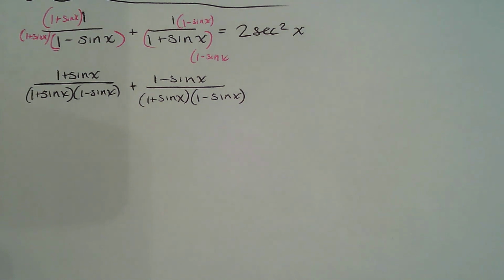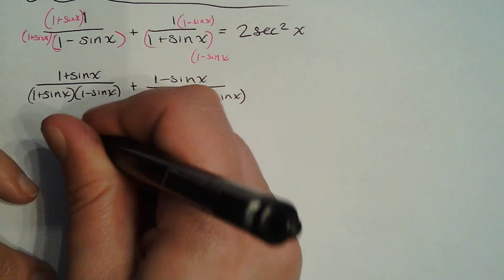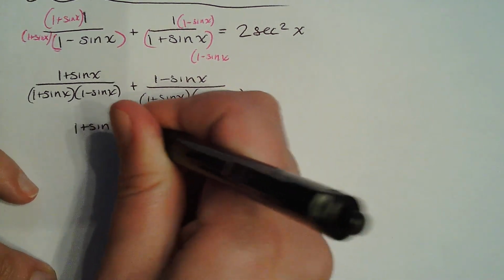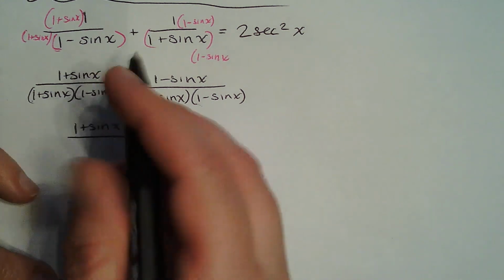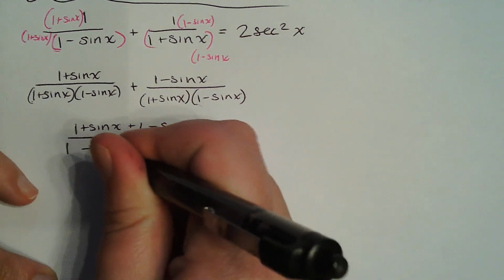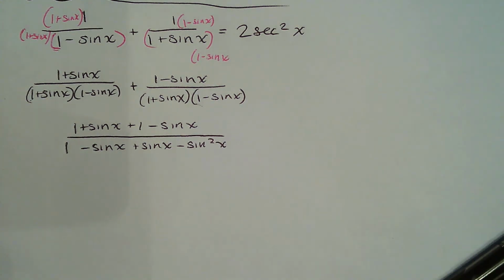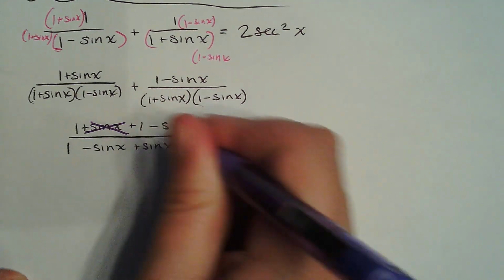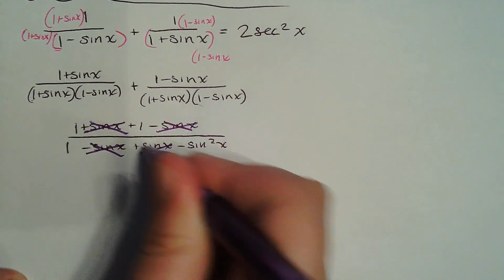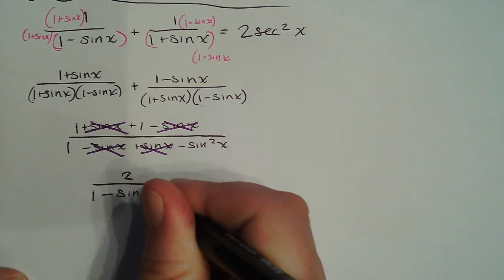Okay, so now the denominators are the same. I can put the two fractions together. Not only can I put them together, but I can also multiply out the denominator. So on top, 1 plus sine x plus 1 minus sine x. And on the bottom, it's going to be 1, minus sine x plus sine x, and minus sine squared x. All right, on the top, let's start canceling. Plus sine x and minus sine x, gone. On the bottom, minus sine x and plus sine x, gone. So let's see what's left. 1 plus 1 is 2 over 1 minus sine squared x.